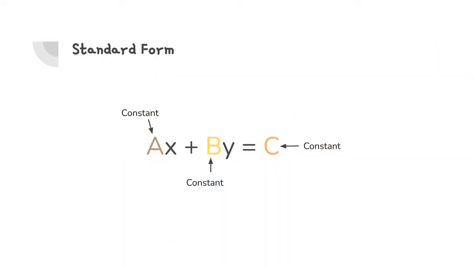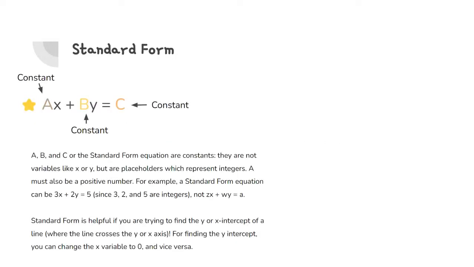Standard form. Standard form is written as ax plus by equals c. Now, this might look like it's just all variables, but a, b, and c are constants, meaning they're not variables like x or y, but they're placeholders for integers. A must also be a positive number. For example, a standard form equation can be 3x plus 2y equals 5, since 3, 2, and 5 are integers, and 3 is positive, not zx plus wy equals a. Since z, w, and a are not constants, they're variables.